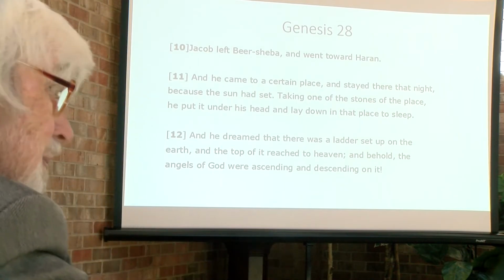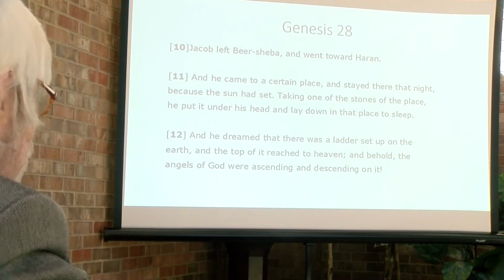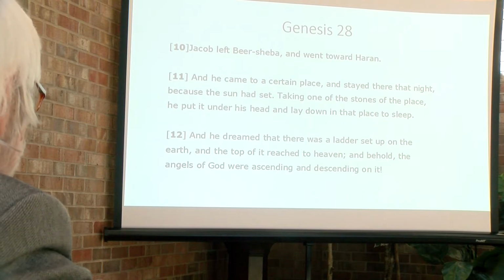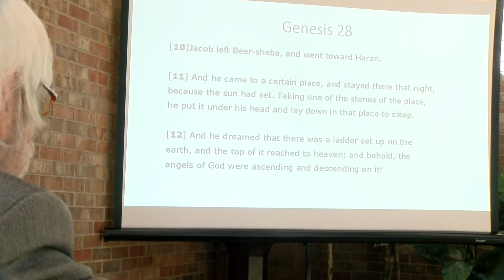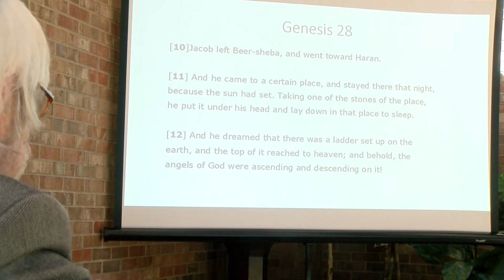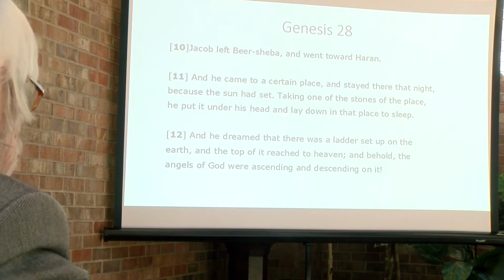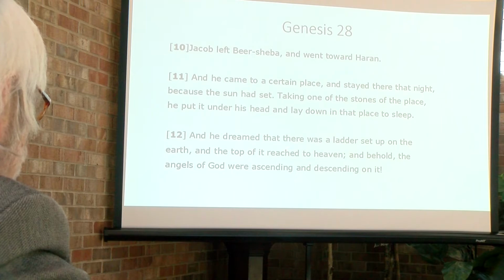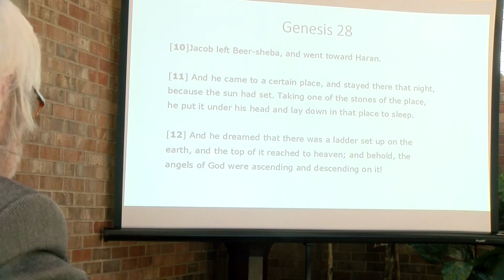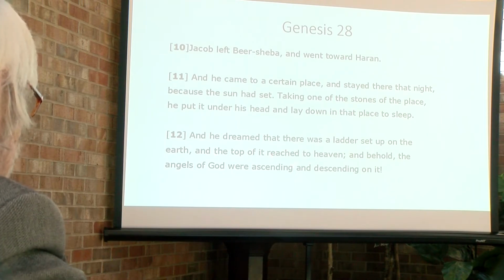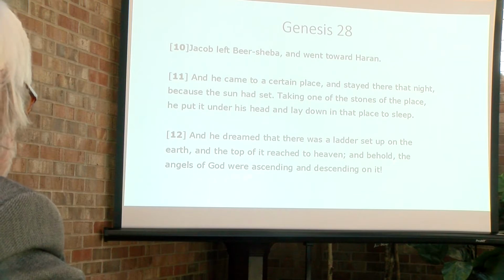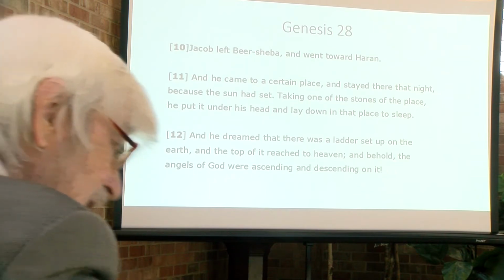Jacob left Beersheba. Beersheba was where they were living at that time, and went to Haran. And they came to a certain place and stayed there that night because the sun had set. Taking one of the stones of the place to sleep, he dreamed that there was a ladder set up on the earth, the top of it reached to heaven. And behold, the angels of God were ascending and descending on it.